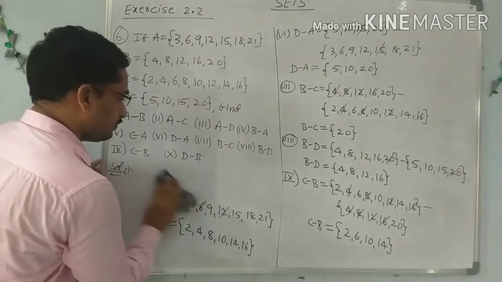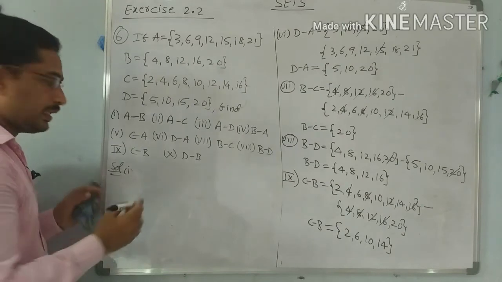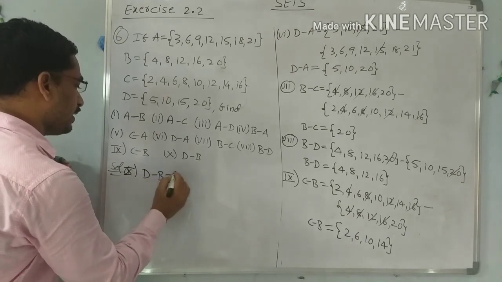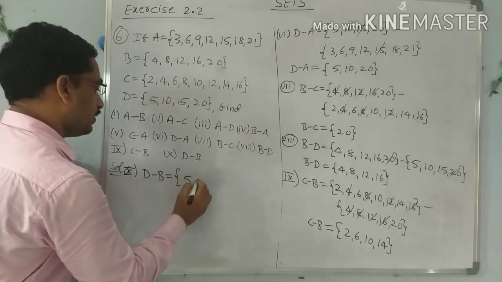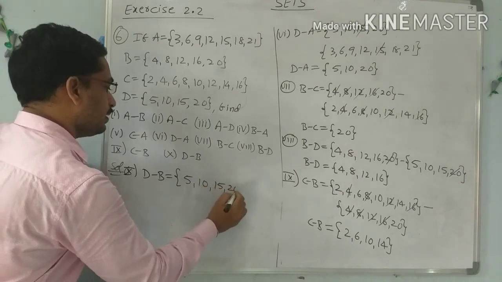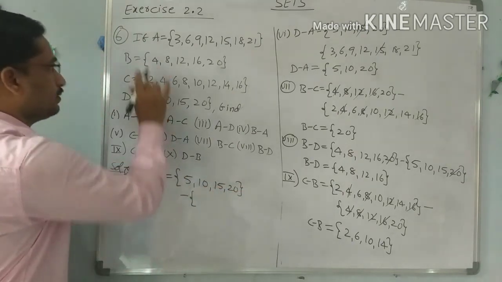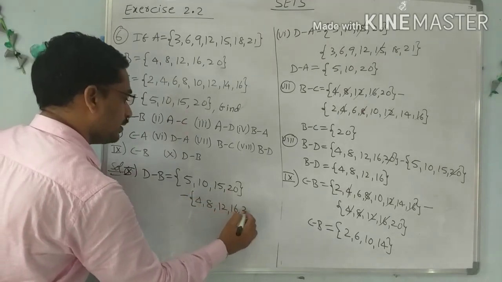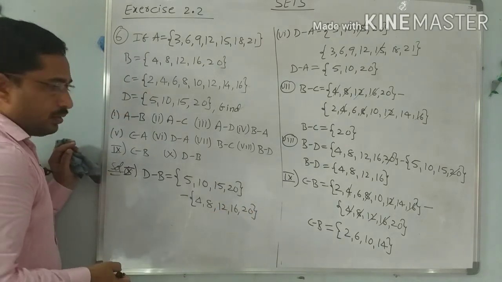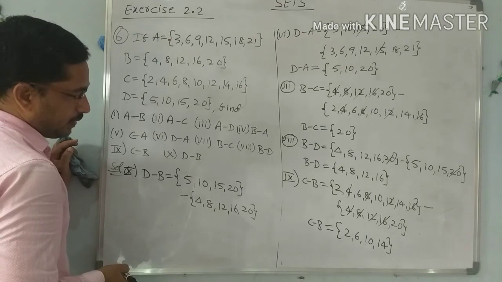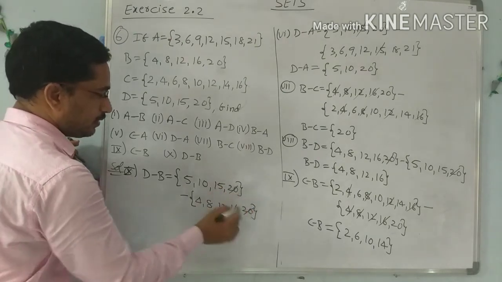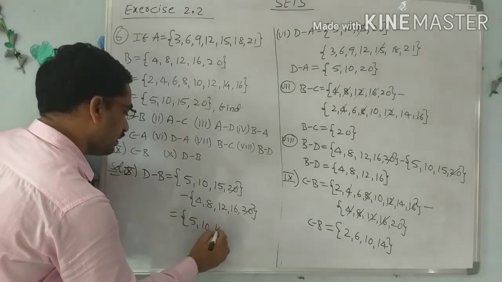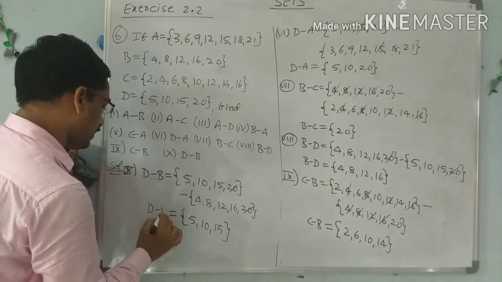Now the last problem, the 10th problem, D minus B. Write the elements of D: 5, 10, 15, 20, minus elements of B: 4, 8, 12, 16, 20. Now identify the common elements. Here also, only one element is common, 20. Write the remaining elements of set D: 5, 10 and 15. So this is the set D minus B.